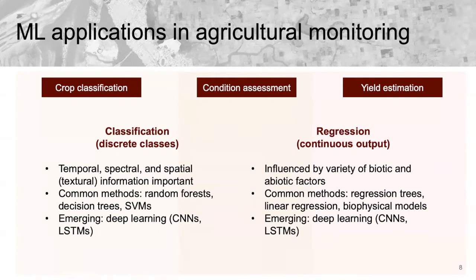And so in yield estimation, yield itself is really influenced by a variety of biotic and abiotic factors. And generally, it's not really that well understood what exactly is influencing yield for different crops in different areas. So this is a place where machine learning is really playing a role. And common methods for this are, of course, linear regression methods, or regression trees are quite popular, as well as biophysical models or process-based models.